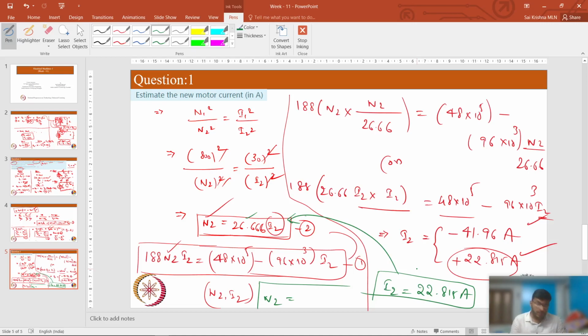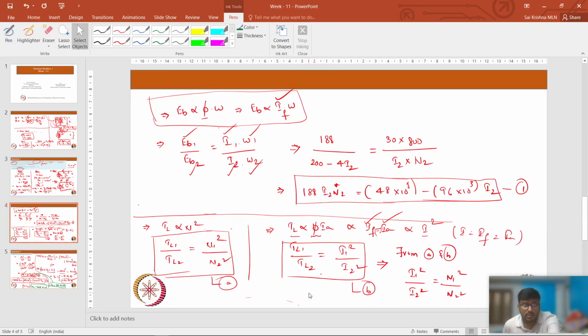26.6667 multiplied by 22.815. Whatever I am getting, please tally, you also please tally. 608.4 RPM. Since N1 is in RPM, we will also have N2 in RPM. So that's the relation we took. And now N2 we got. So that's the first question which was asked.